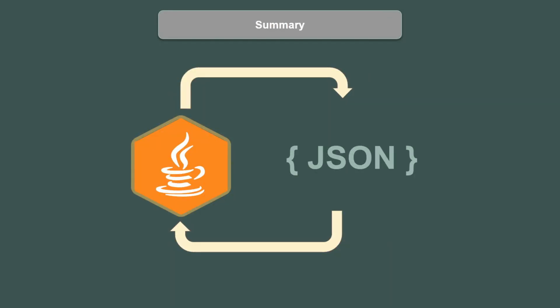In summary, JSON is a popular Java library for working with JSON data. It provides a wide range of features for converting Java objects to JSON and vice versa, including streaming, data binding, tree model, and JSON schema support.